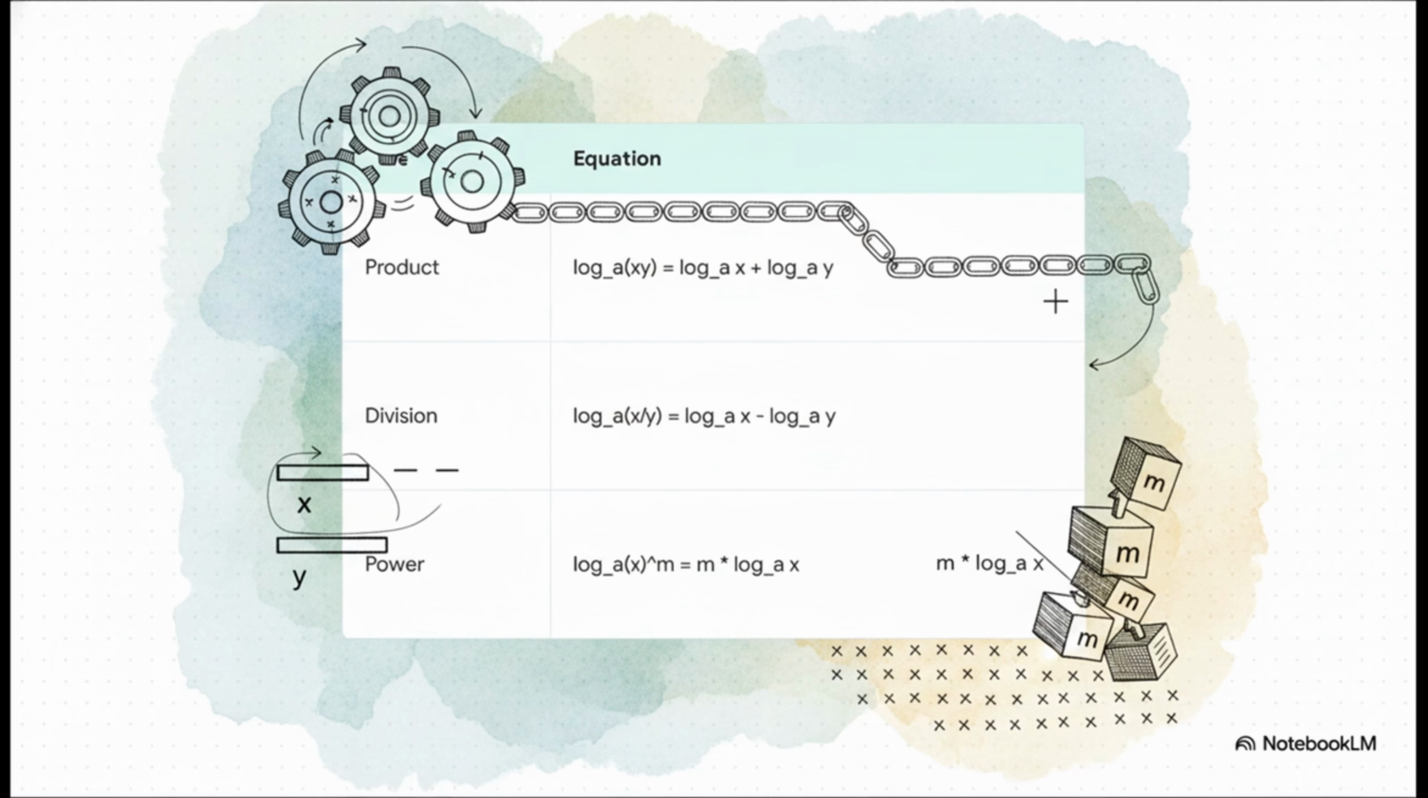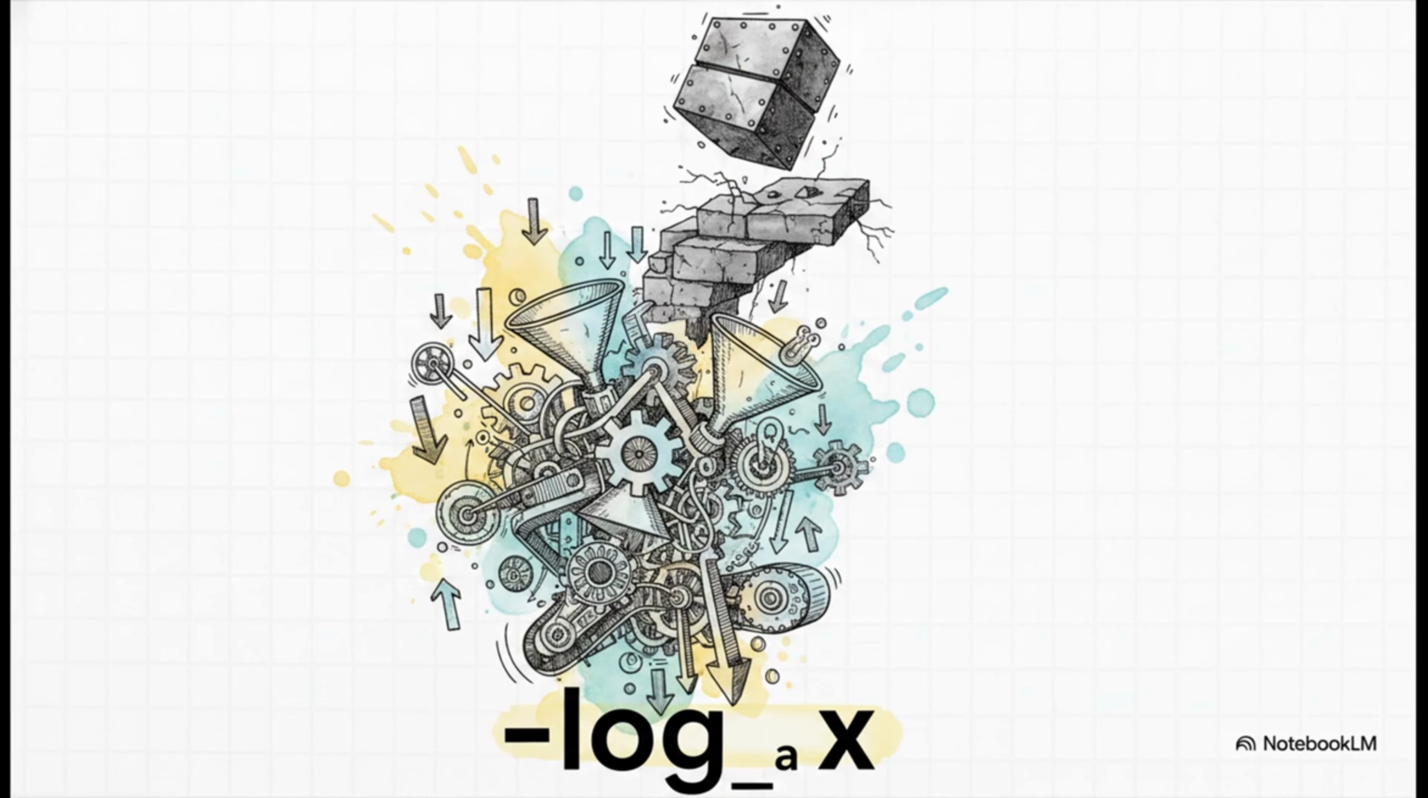Boom, it becomes 5 times the log of 100. Logarithms literally compress the scale of mathematics. And that brings us to a really brilliant illustration of the power rule in action. We have a special case. Log base a of the fraction 1 divided by x equals negative log base a of x.